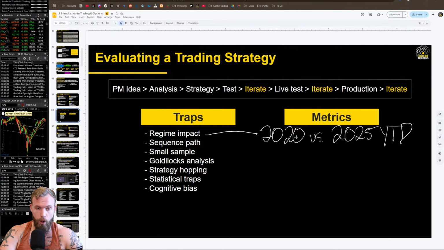Ricky says, was that COVID? It was COVID. Reese says interest rates. Here we go. Now we're getting it. So rate environment.